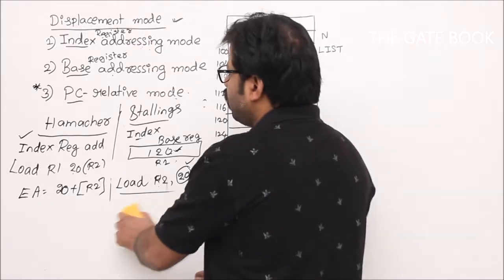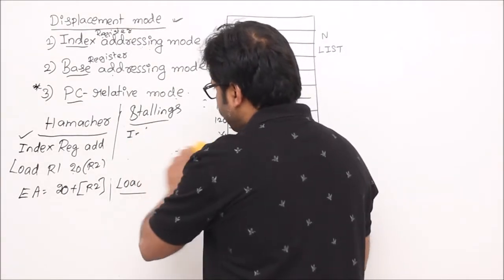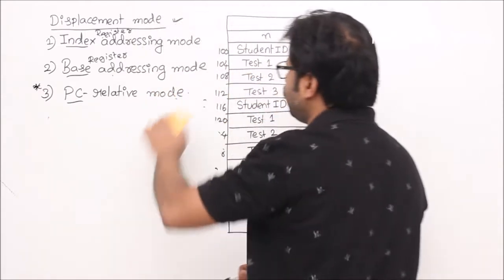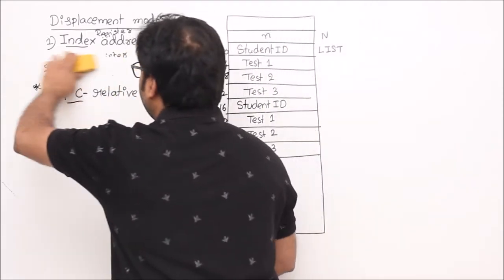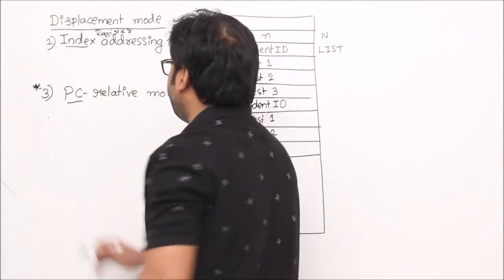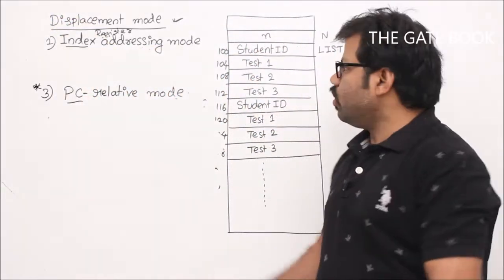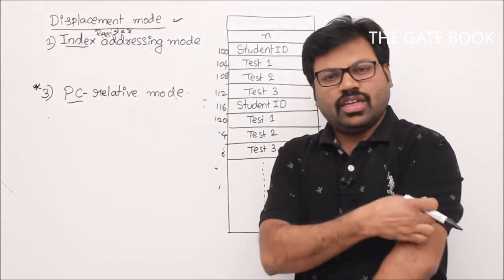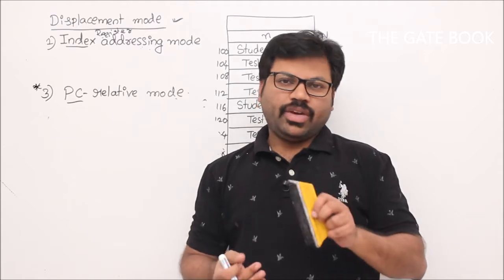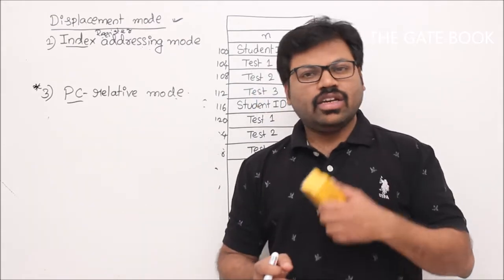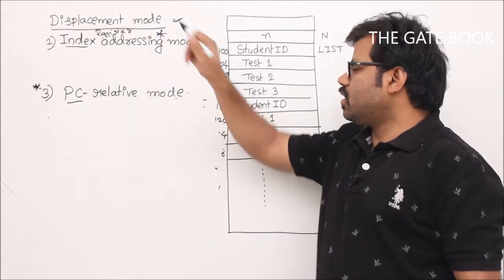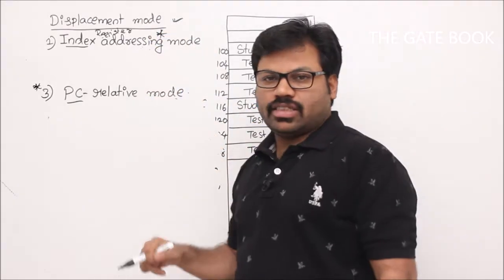So this is about Stallings' definition and Hamacher. What I do is I follow Hamacher's definition, hence I don't treat base register addressing separately. According to Hamacher, there is only one addressing mode, which is index register addressing mode. Using that, we try to understand things. But when the time really comes that you have to differentiate base register addressing and index register addressing, use William Stallings' definition. Now let me use Hamacher's definition to understand index register addressing mode.